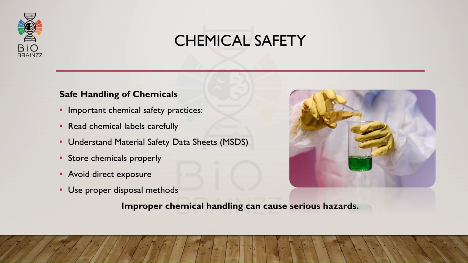Chemical safety is very important in laboratories because improper handling can cause burns, poisoning, fire, or explosion. Laboratory personnel should read labels carefully, understand MSDS information, store chemicals properly, avoid direct exposure, and follow proper disposal methods. Careful chemical handling protects both personnel and the laboratory environment.